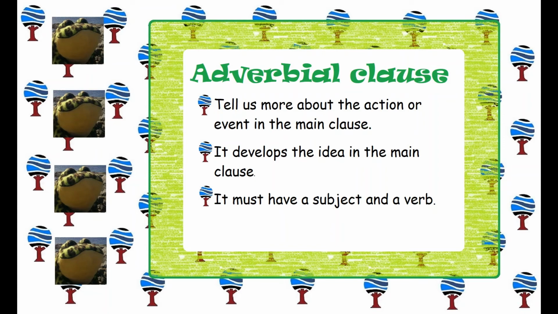In this slide, we can see that the adverbial clause tells us more about the action or the event in the main clause. It develops the idea in the main clause in some way. It might tell us a little bit more about how something happens, why something happens, where something happens. It develops that idea, tells us more. Okay. The important difference between the clause and the phrase is though the adverbial clause must have a subject and a verb. The subject is the thing it's about and the verb what it's doing.